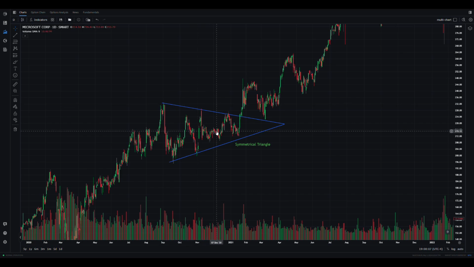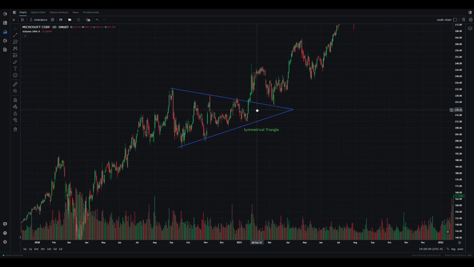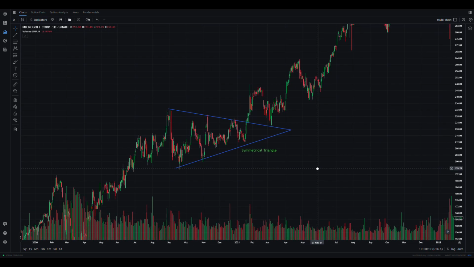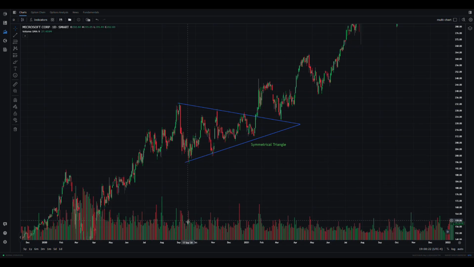Symmetrical triangles typically occur after a significant price move, representing a pause or consolidation phase in the market. During this period, traders reassess their positions and wait for clearer signals before committing to new trades. The narrowing price range and decreasing volatility are characteristic of this consolidation phase.